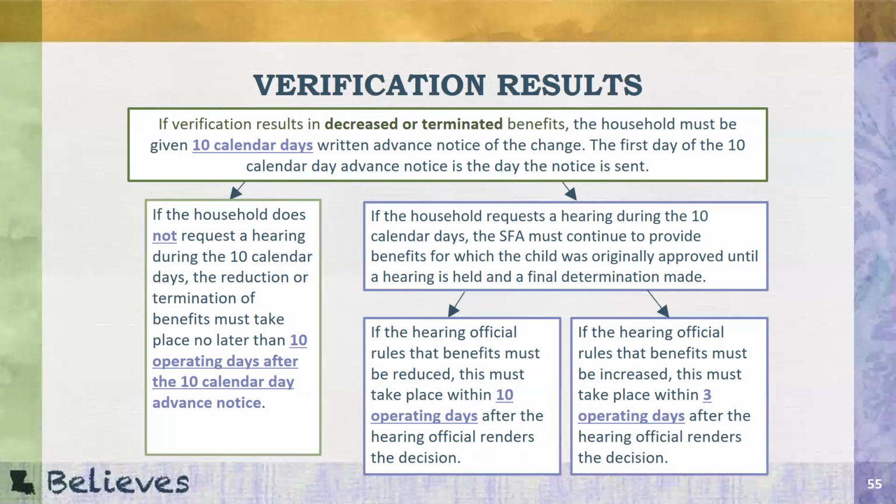Or if the hearing official rules that the benefits must be increased, this must take place within 3 operating days after the hearing official renders the decision. If you ever have a question about verification results, please contact the state agency for assistance.